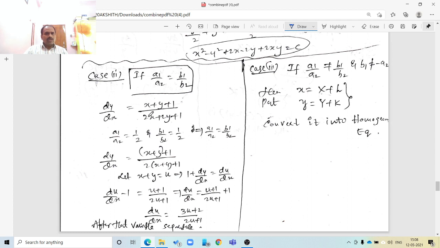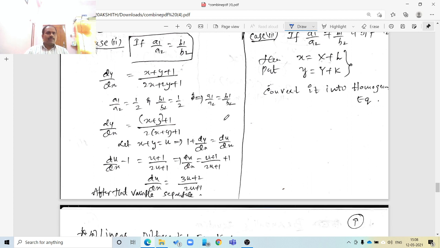This is a1, this is a2, b1, b2. So it is very clear that a1 by a2 is equal to b1 by b2. So dy by dx is equal to x plus y plus 1. You can take 2 common, x plus y plus 1. Let us suppose x plus y is equal to u.